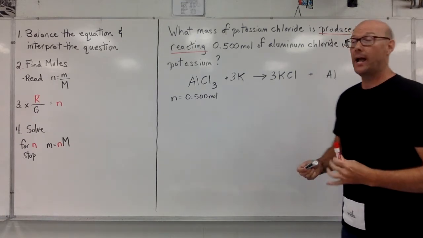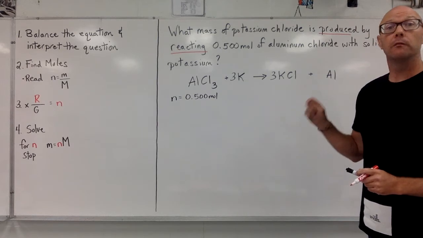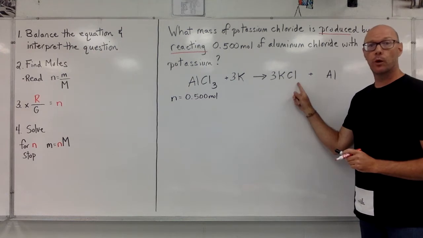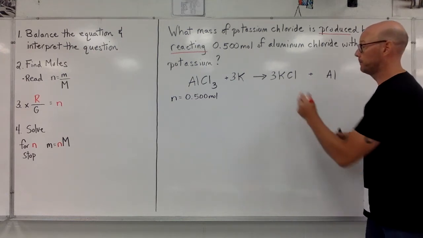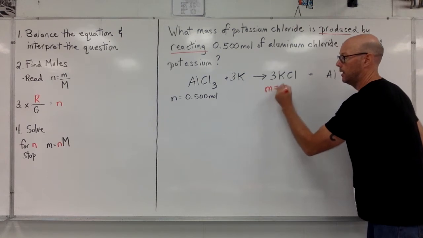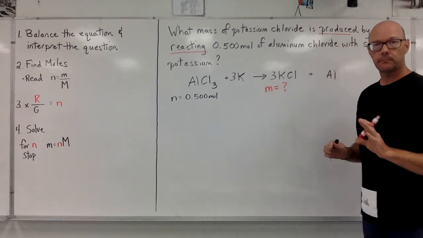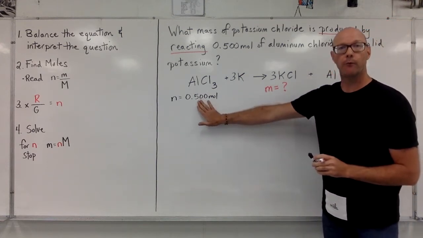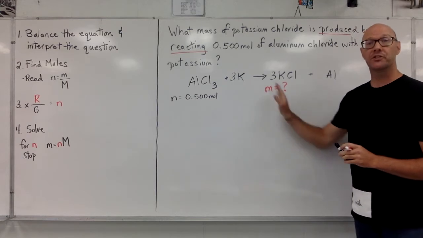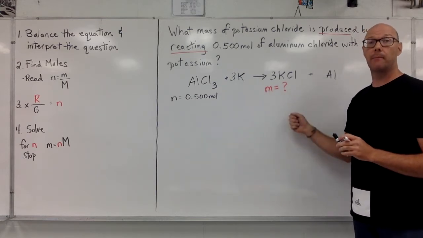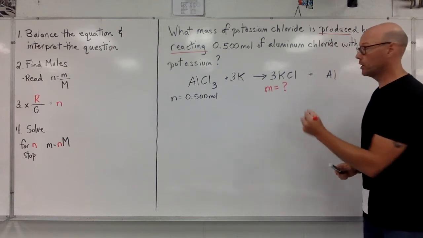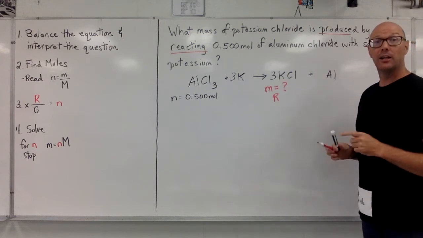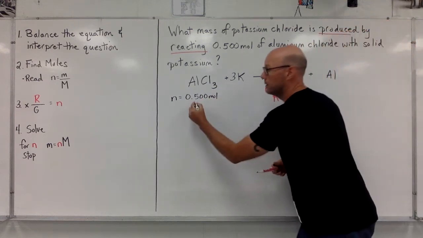Now, what else do we have? What mass? We're looking for the mass of potassium chloride. This is the potassium chloride, and we're looking for the mass. So I'm putting M and a question mark. That's why this question is called mole to mass. We started with moles of one chemical. We're solving for the mass, mole to mass, of a different chemical. Wherever the question mark is, that's what we call R. The required chemical here is KCl, and the G, what was given to me by the question, is this one over here.